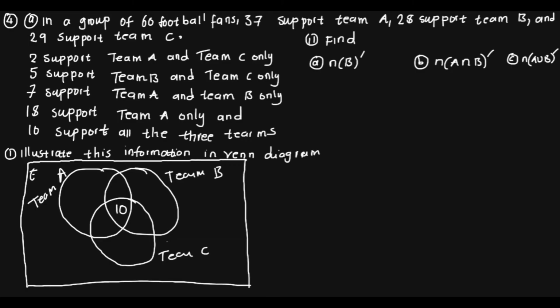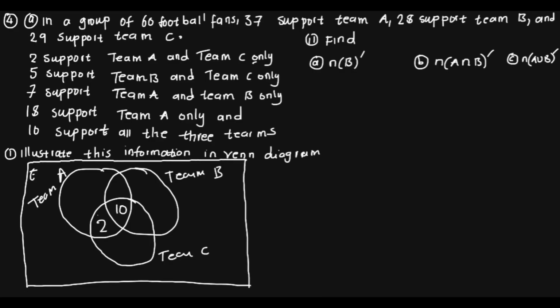After writing the 10, we need to look at those that supported 2 teams only. We have here team A and team C only, team B and team C only. So if you have been given a question like this one and you have been given a condition of only, we are not going to subtract the 10. So let's look at the first one. 2 support team A and team C only. So team A and team C only, it's here. So this is where our 2 will be written.